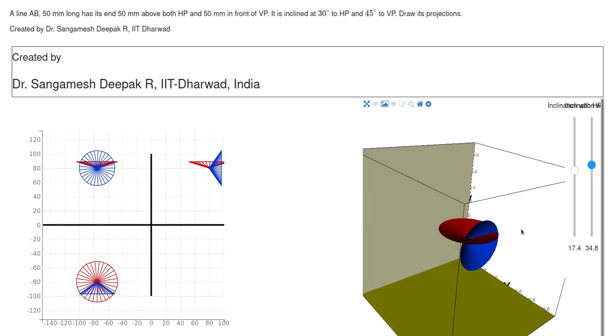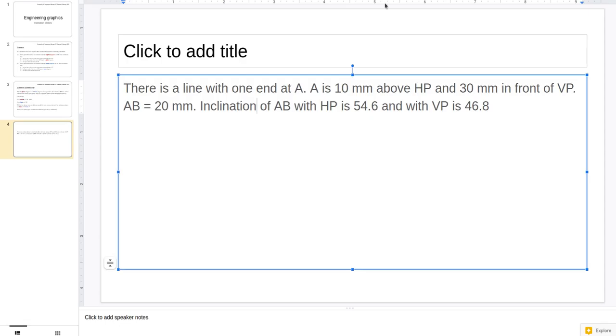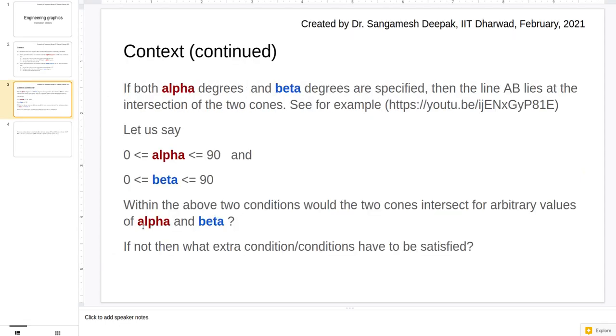What is the condition in alpha and beta by which we can say that yes, the cones do intersect and we have a solution? Before we get into it, we normally restrict ourselves for alpha and beta to be between 0 and 90 degrees.